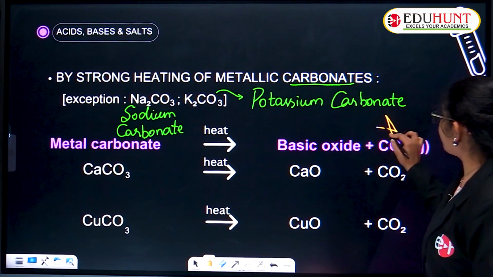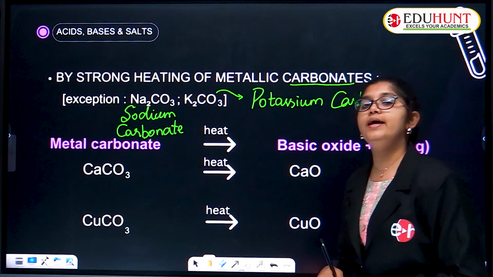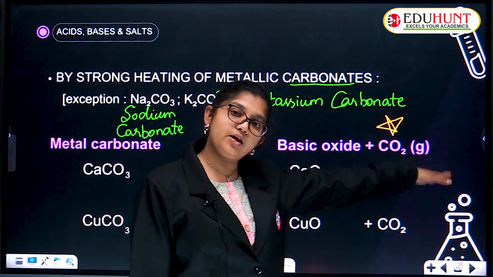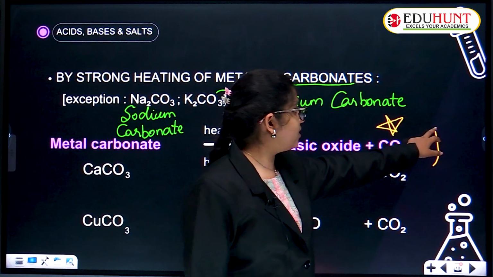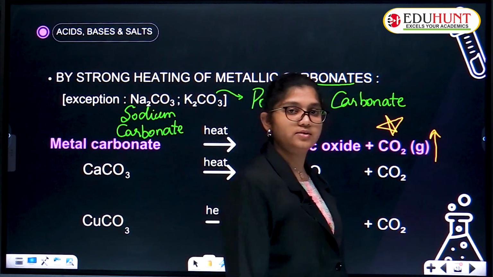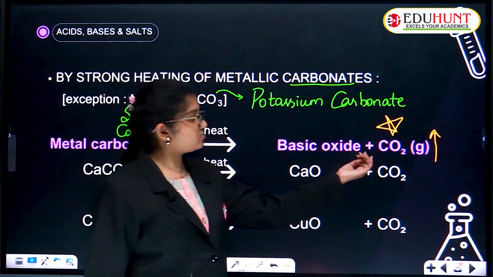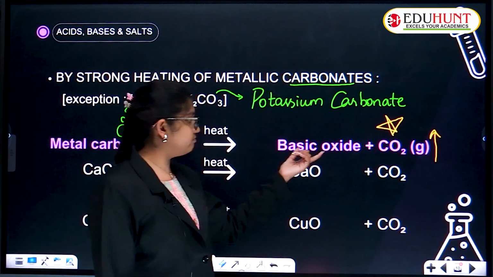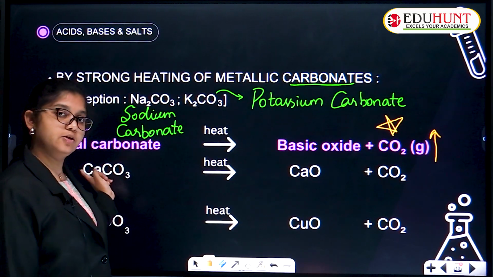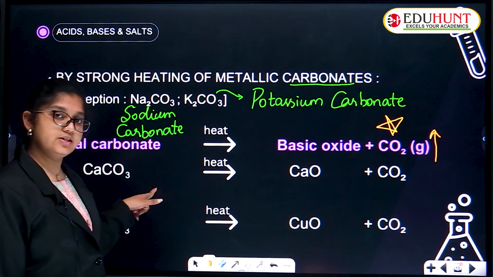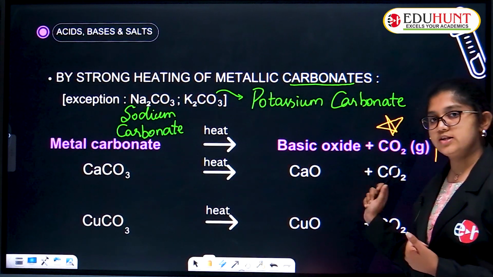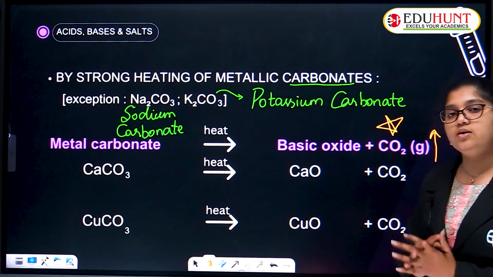You know what is that gas here? Carbon dioxide. Once again, carbon dioxide. G means gas. Upward arrow mark or downward arrow mark? Very good. It is upward arrow mark. G means upward arrow mark, no? Okay. So here carbon dioxide is a gas, and we get the basic oxide. By strong heating of metal carbonate, we get two things. What are the two things? Basic oxide and also carbon dioxide gas.